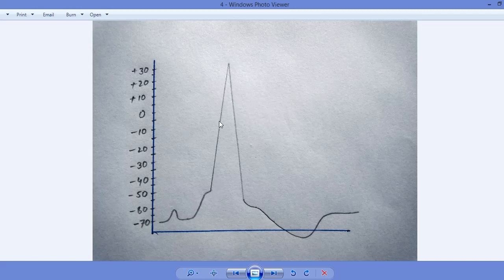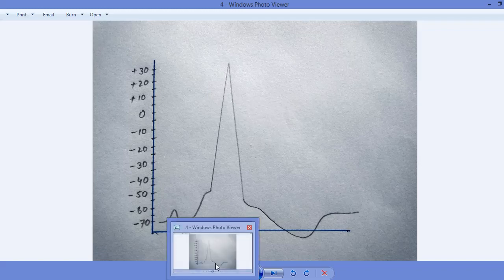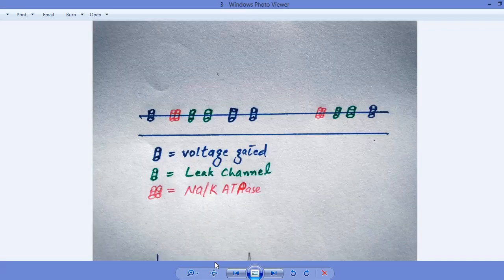This one will make the internal environment very positive. It will make the internal environment go from minus 70 to plus 30. This rushing up of the internal environment from minus 70 to plus 30, this state is called depolarization. Depolarization is actually the conversion of minus internal state into positive internal state.